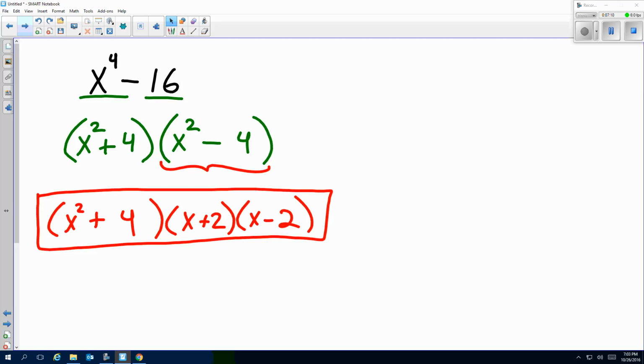All right, guys, we got one more video coming up. We're going to look at the difference of perfect cubes. Man, it's going to be a showstopper.